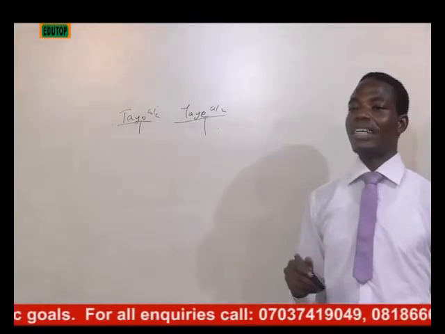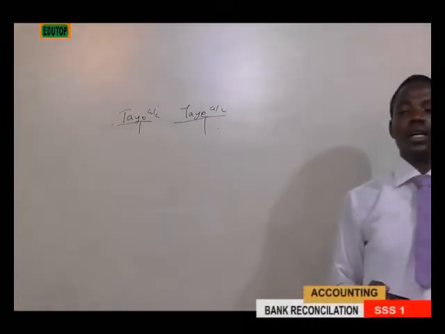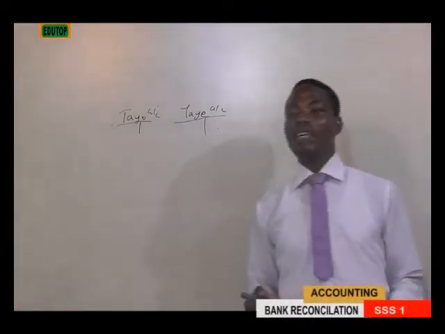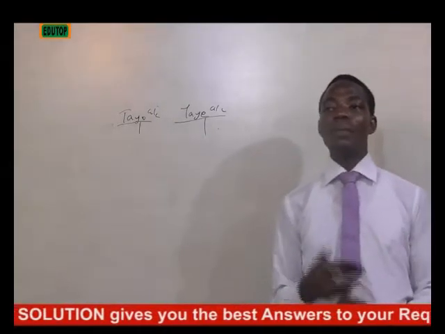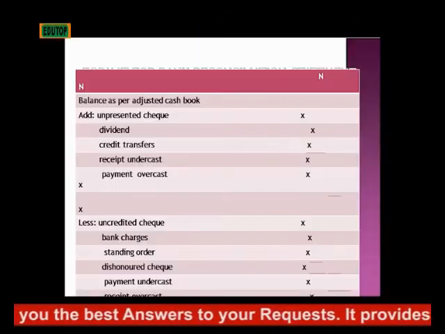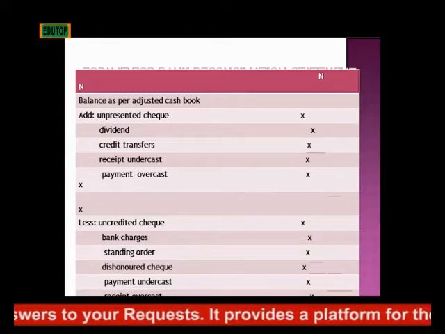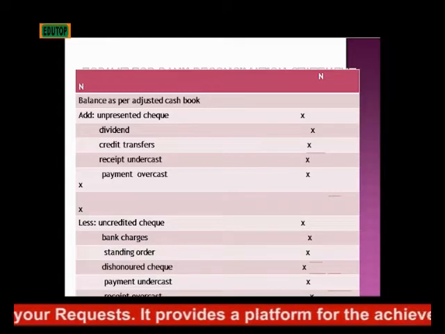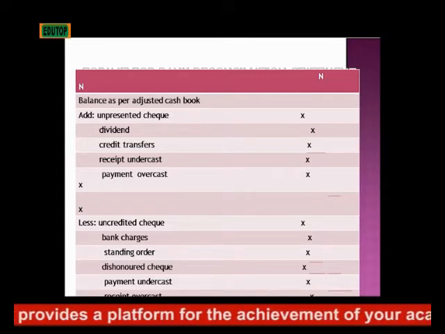Then the first thing is that you prepare your adjusted cash book first before preparing your bank statement. But in a question, if you are given the same information and you are told to prepare only the bank reconciliation statement, this is how you are going to prepare it. Balance as per cash book, which is the balance at the end of the day from your adjusted cash book. You'll be given in the information the balance as per adjusted cash book.